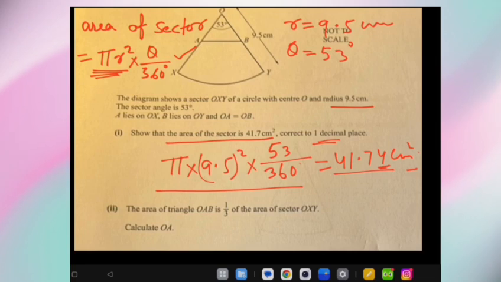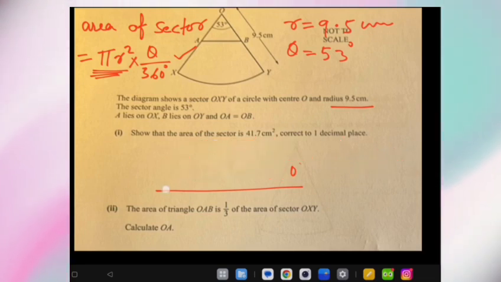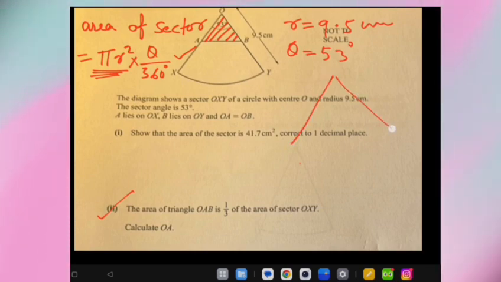Okay. Now come to the second part. What is our second part? In the second part, we have the question: the area of triangle OAB is 1 upon 3 of the sector. So this is our triangle OAB, right? If I make this triangle here, outside this sector, this is a triangle, right?